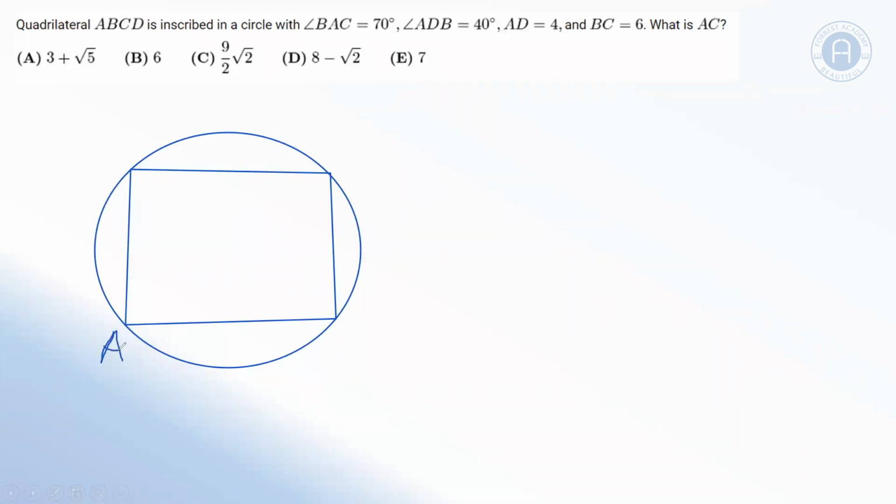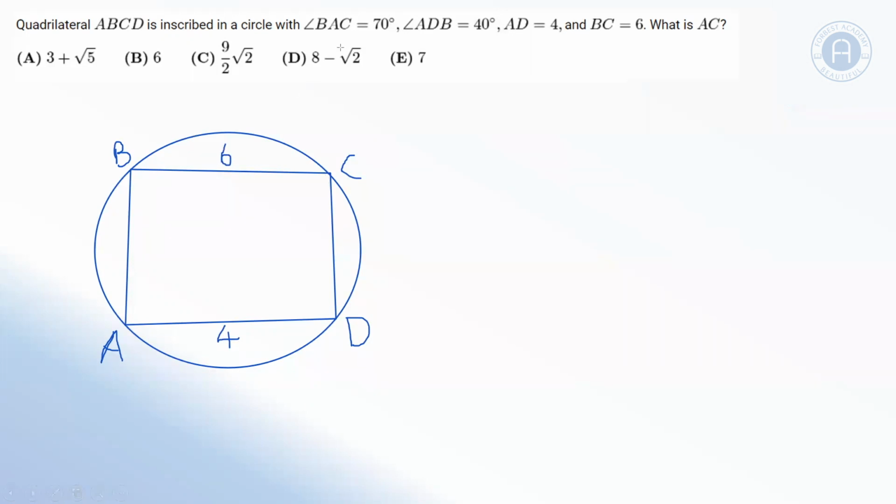And we're going to label our sides A, B, C, D. We always go clockwise around a shape. And then we're going to mark in the angles and the sides that we know. So we know that AD is equal to 4, and we know that BC is equal to 6.